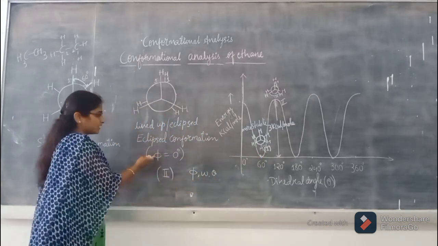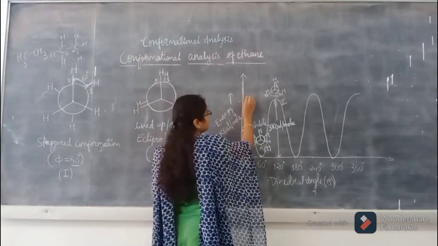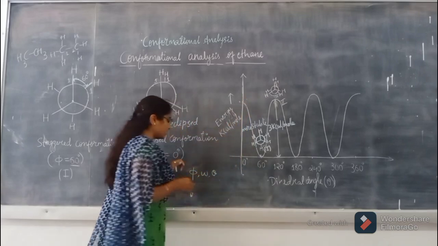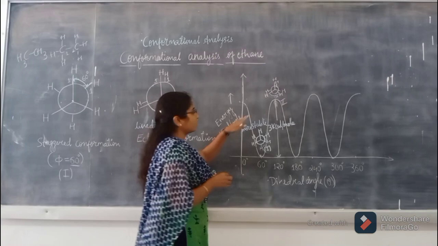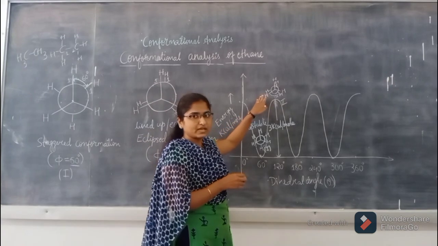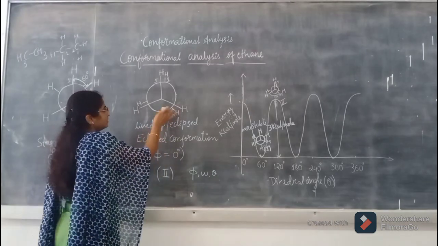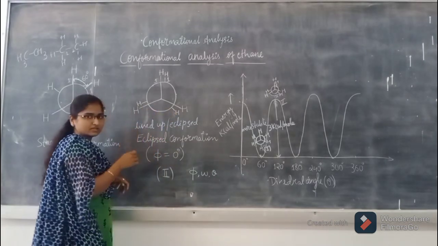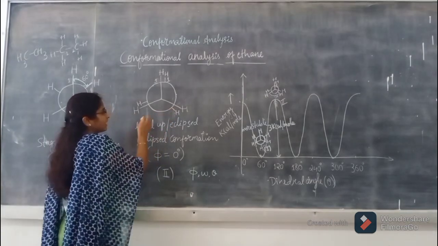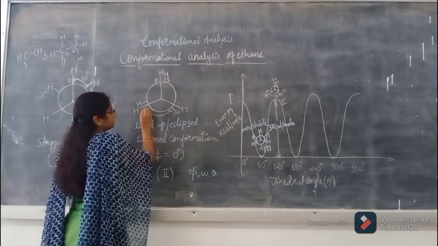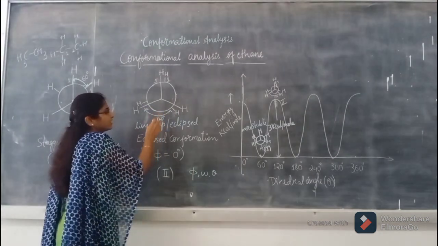Whereas the eclipsed conformation has the dihedral angle 0 degrees, which you will observe here. Here you have the eclipsed conformation with the dihedral angle 0 degrees. Again, the eclipsed conformation can also be represented here. Why? Because once you rotate the bonds, you will get the dihedral angle 120 degrees. So you can write this over here.